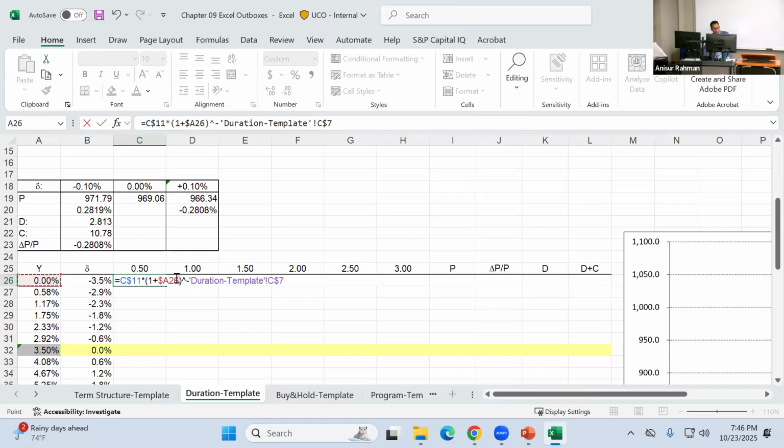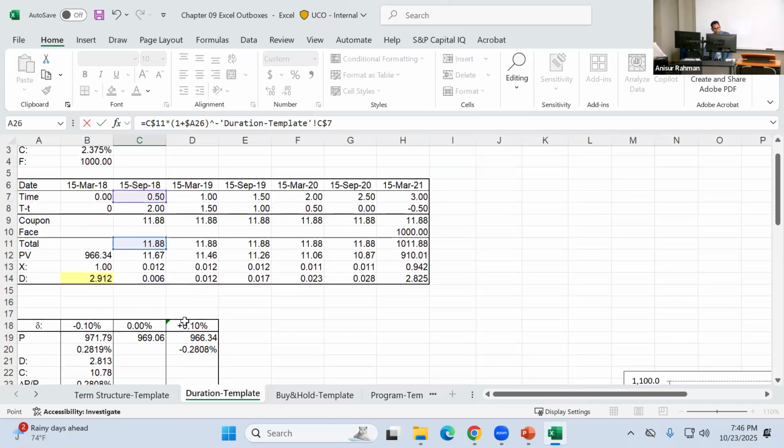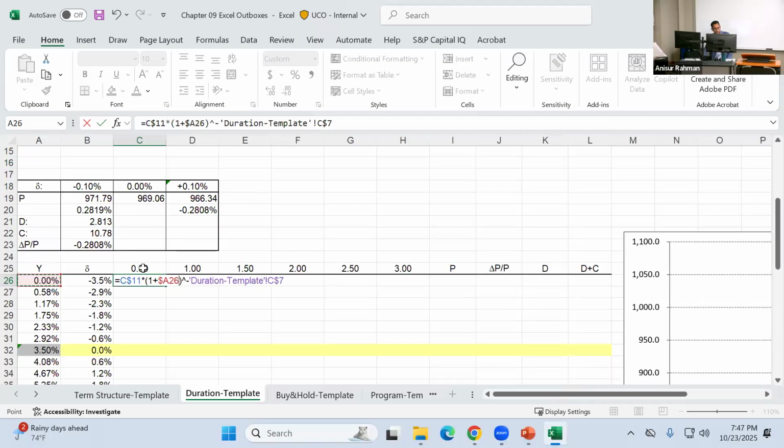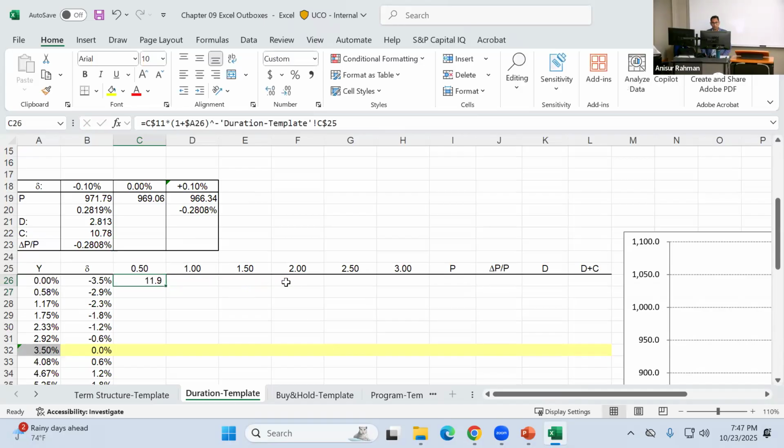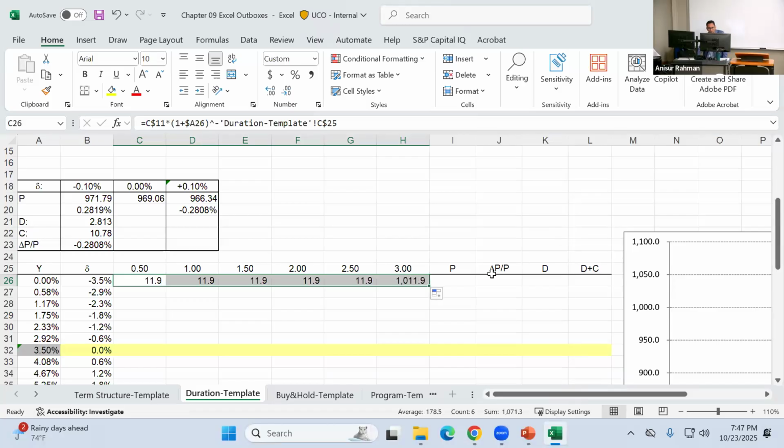Okay. And then also, actually, we don't need to go to C7 because we already have it here, right? So I'm going to use C25 instead of C7. Okay. Did you guys get 11.9? Yeah. Okay, so now let's see if it works. Pull across up to 3. Yes, we are good.